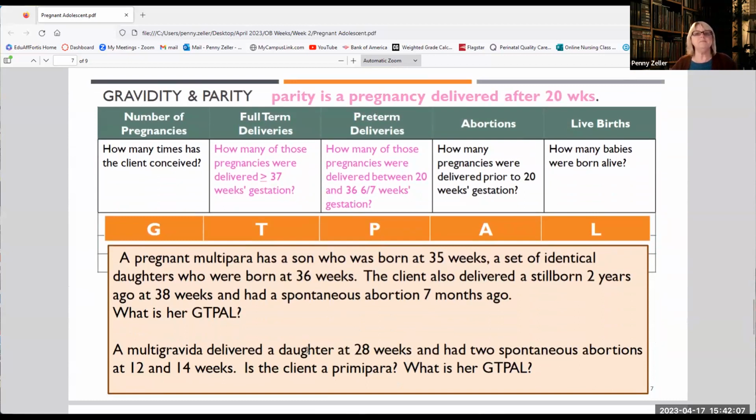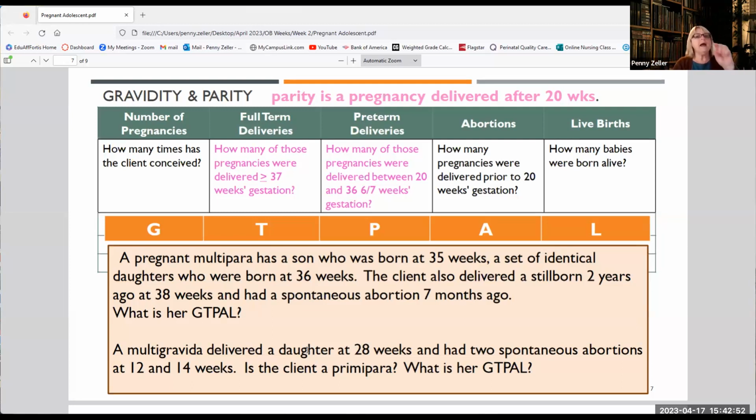Okay, gravidity and parity. Remember that parity is a pregnancy delivered after 20 weeks, no matter what happens. Even if that baby wasn't alive, if it was a stillbirth, it is still considered a parity. So when you think of the letter G, the gravidity, you see the letters G, T, P, A, L there. This letter stands for how many times the client has conceived. That's the best way for me to explain it. No matter what happened to those conceptions or pregnancies, it's just the number of times she's conceived.